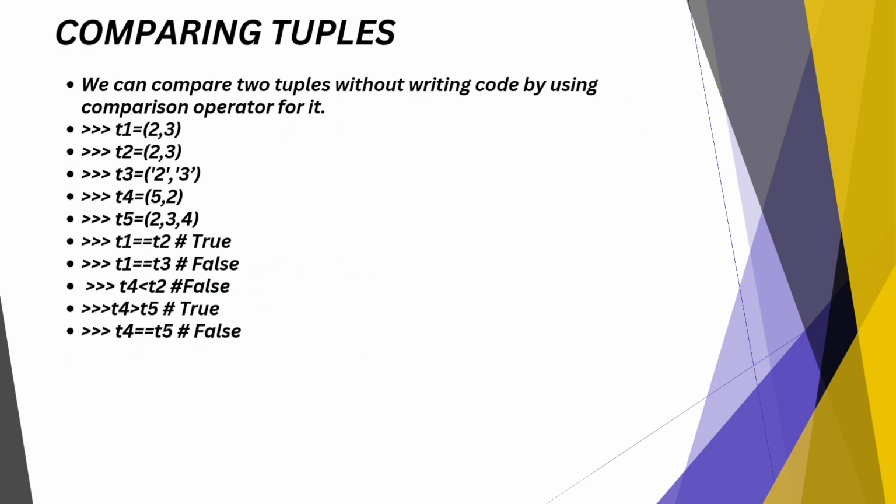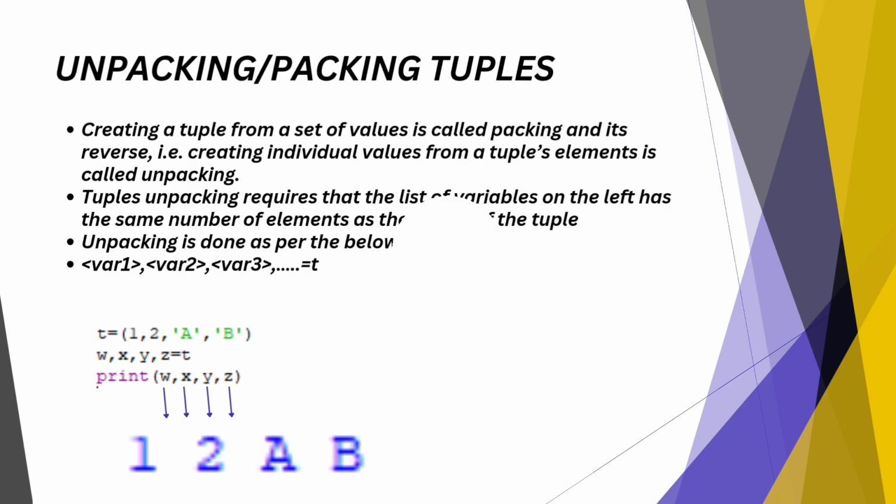Now comparing tuples, we can compare two tuples without writing the code by using comparison operation for it. First we have t1 is equal to (2, 3), t2 is also the same tuple. Then t3 is equal to ('2', '3') in the string format, t4 is equal to (5, 2), t5 is equal to (2, 3, 4). t1 equal to t2 is true. t1 equal to t3 will become false, t4 less than t2, because t4 has 5, again it will become false.